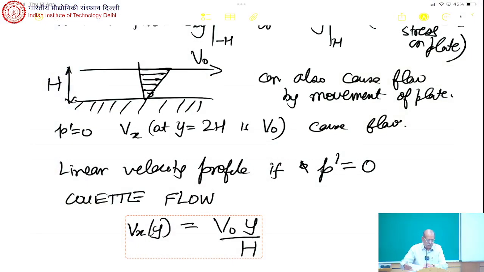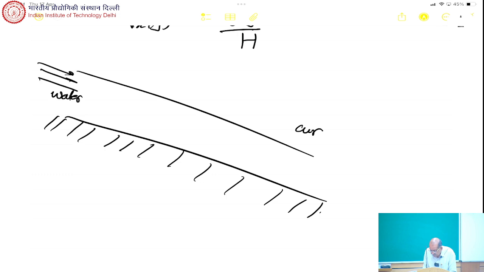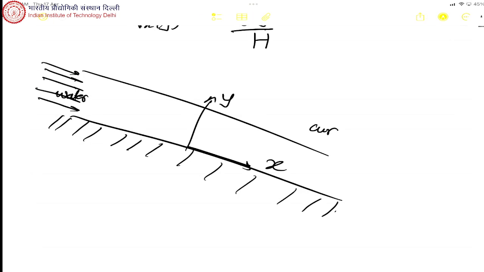So, last thing I will leave you for thought: a problem. We have a flow like this. Flow of water down an incline. Very similar to the previous one, but now this is down an incline. I will not solve the problem right now. I will leave it for you.